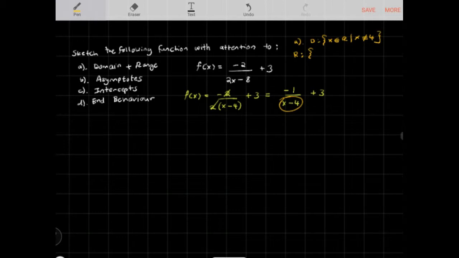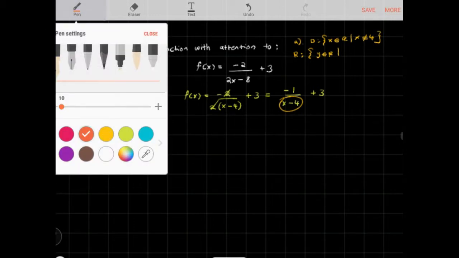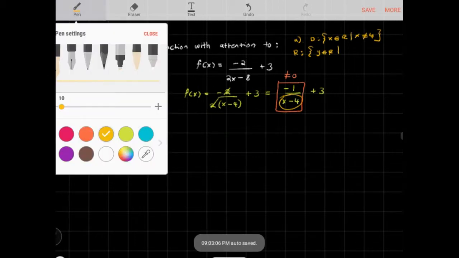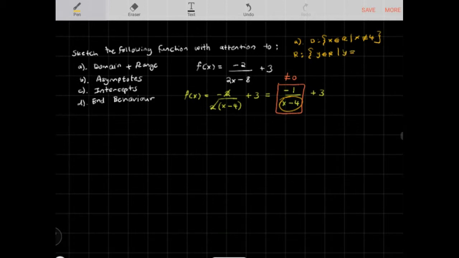y can belong to the set of all real numbers, but there is one value that y can't take on. If you take a look at your function, this portion here, the -1 over (x - 4), there's no value of x that can make this 0. The only way you can make a fraction 0 is if the numerator is 0. In this case, the numerator can never be 0, so as a result, 0 plus 3 doesn't happen. y belongs to the set of all real numbers, but y cannot equal 3. So that's something that you want to note.